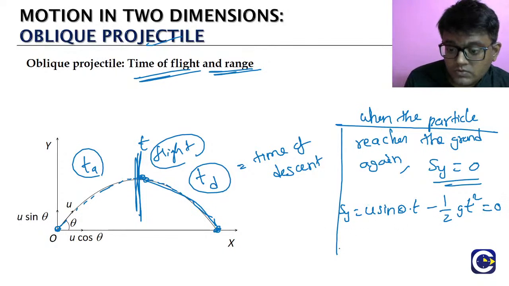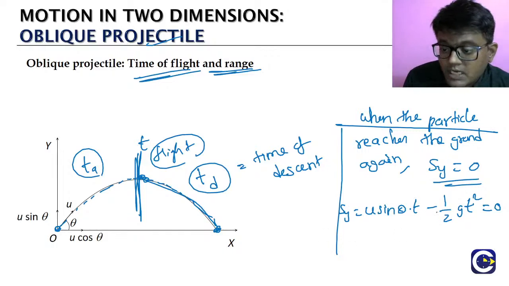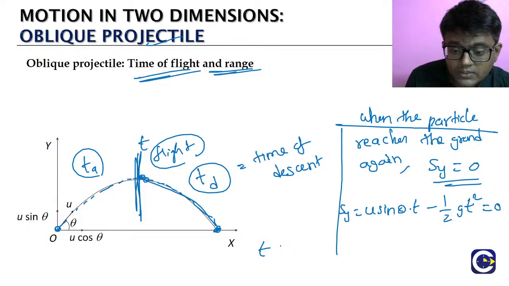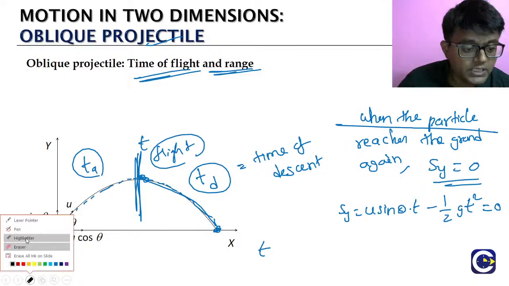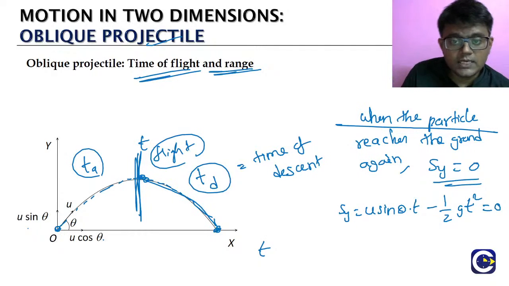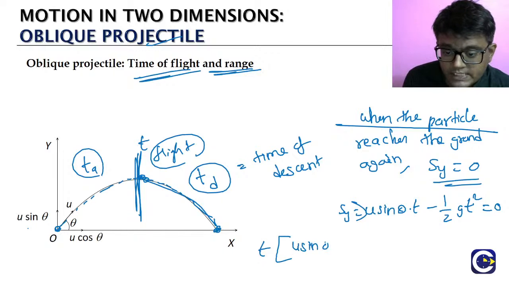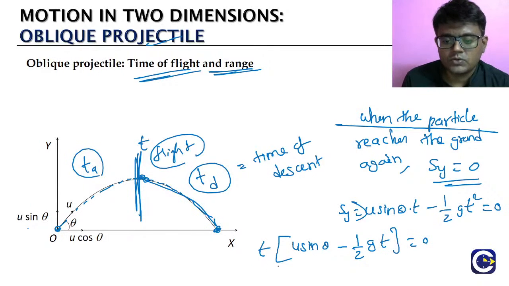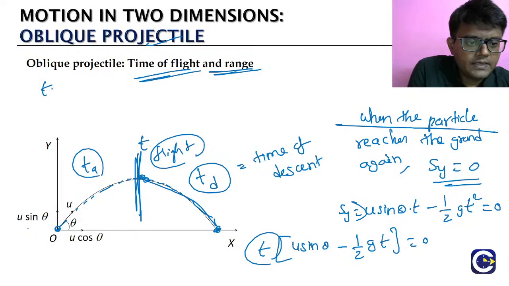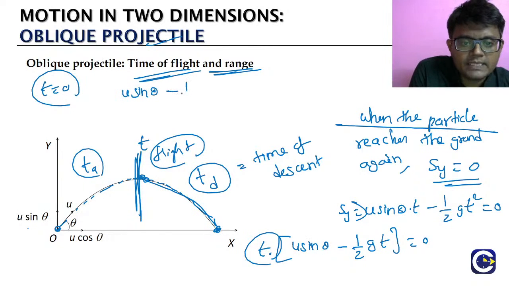So what will we get? We can take t common. Taking t common, what are we doing? We equate the vertical displacement to zero. Why? Because when it is coming back to the ground, the vertical displacement is zero. So from this expression we can take t common. After taking t, what will you have? t into u sin theta minus half g t is equal to 0. From this we get two values of t. Either t is equal to 0, or u sin theta minus half g t is equal to 0. Do you know what t is equal to 0 means?